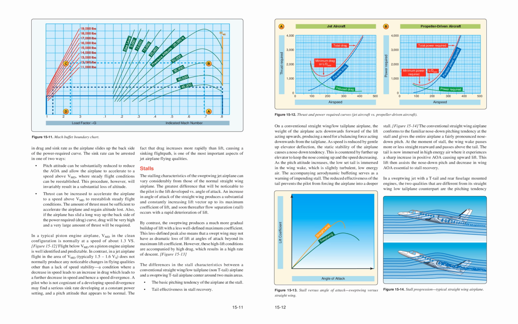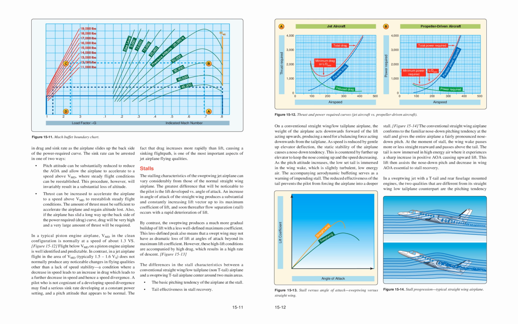This procedure, however, will invariably result in a substantial loss of altitude. Thrust can be increased to accelerate the airplane to a speed above VMD to re-establish steady flight conditions. The amount of thrust must be sufficient to accelerate the airplane and regain altitude lost. Also, if the airplane has slid a long way up the backside of the power required drag curve, drag will be very high and a very large amount of thrust will be required.